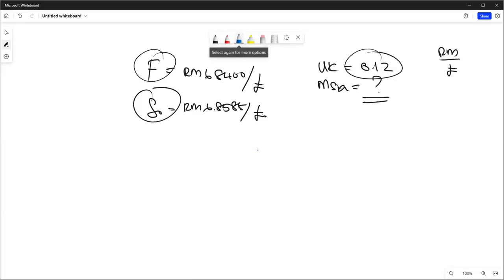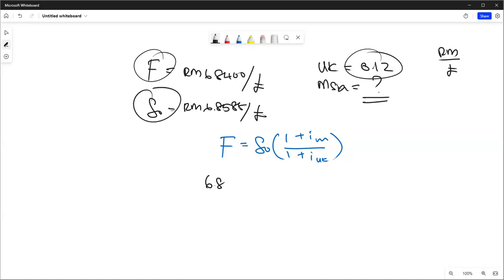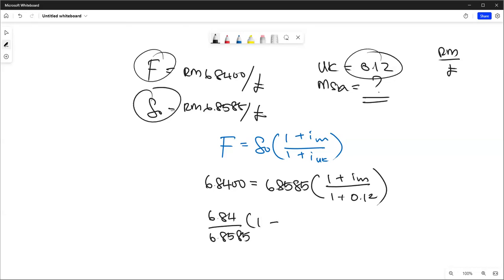The formula that you use is the same one. F equals spot multiplied by 1 plus interest of Malaysia over 1 plus interest of UK. Again, the question did not tell you a specific period, so assuming it's for 1 year, because the interest is also given for 1 year. The future rate is 6.84. The spot rate is 6.8585. You want to find the top part. The interest at the bottom is 1 plus 0.12. So 6.84 divided by 6.8585 multiplied by 1 plus 0.12 equals 1 plus interest of Malaysia.